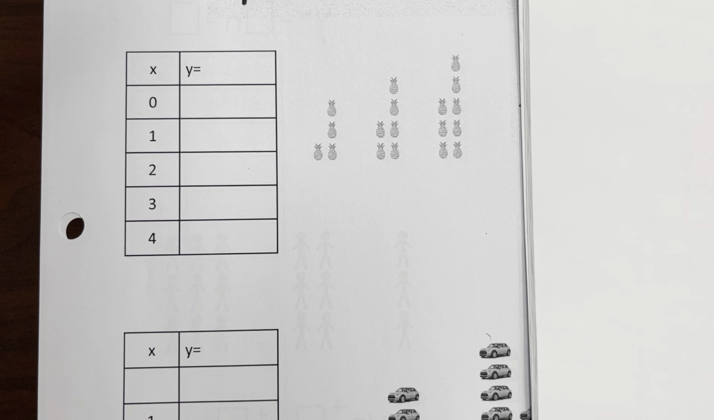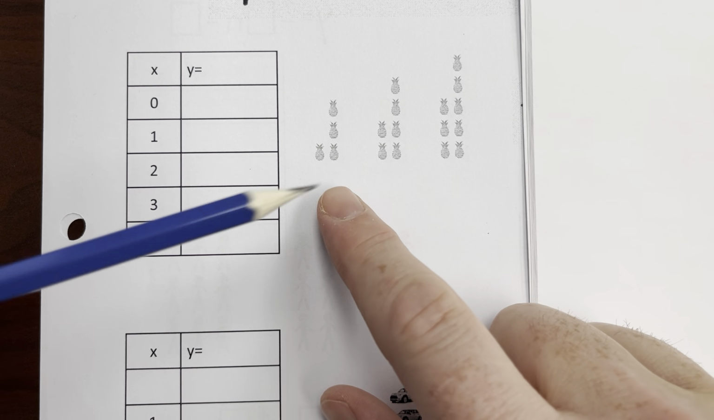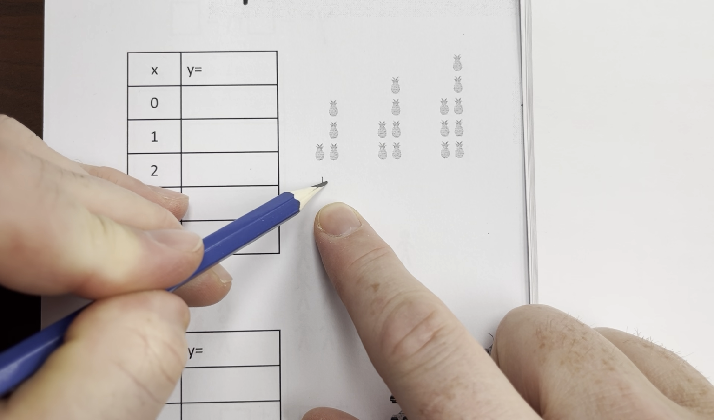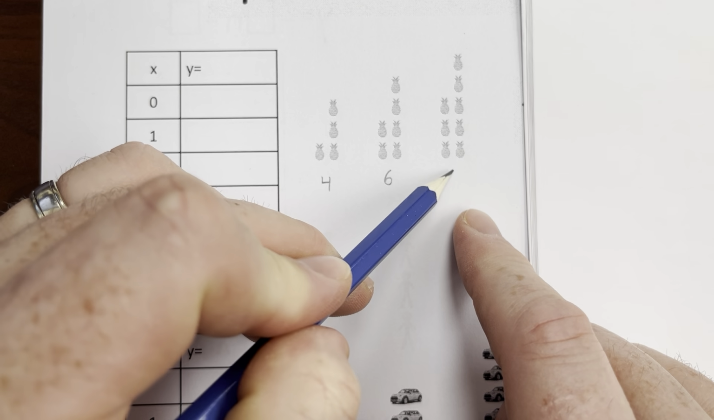So we've talked about ways to describe patterns. So here's our pattern. The first way we talked about is using words. First we look at the pattern. In the first figure there are 4 items, second figure, 6 items, third figure, 8 items.